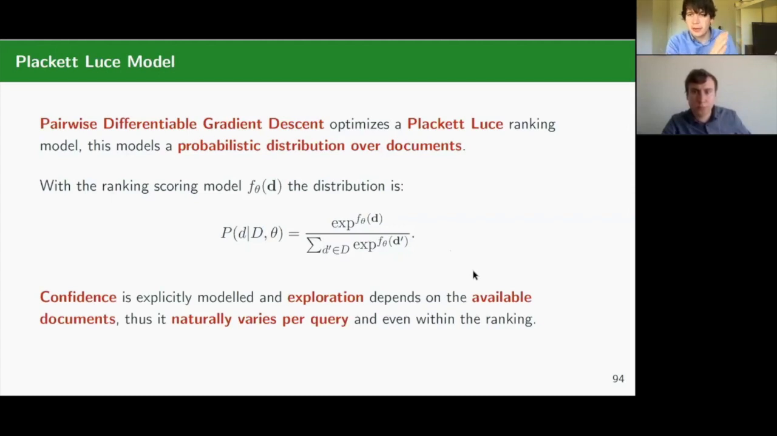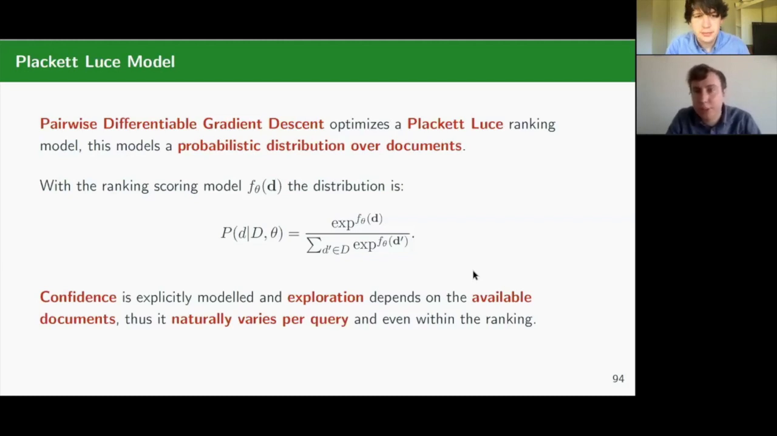Immediately we have a difference with the previous approaches, which is that we now have some level of confidence. This model can say, oh, I'm 70% sure that this document should go next. And this varies depending on the documents that are available. It can vary per query and even within the ranking. For instance, it could say, oh, I'm very clear about the top 3, but not about the top 10. Dueling Bandit didn't have anything like this. There was no notion of confidence there.